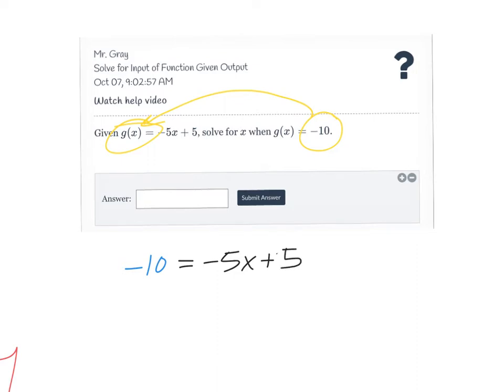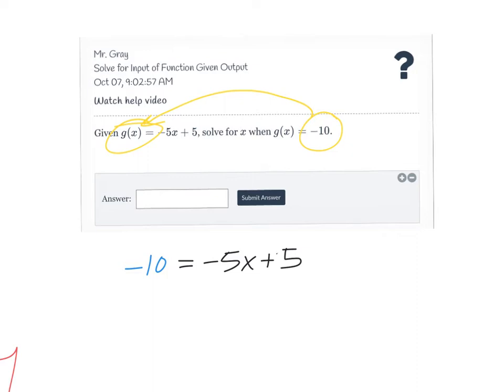So negative 10 equals negative 5x plus 5. Notice how the entire g of x has been replaced. There's no g, there's no x. The full g of x is replaced with a negative 10. Now I'm going to go through, solve the equation for x, and we'll have the answer.